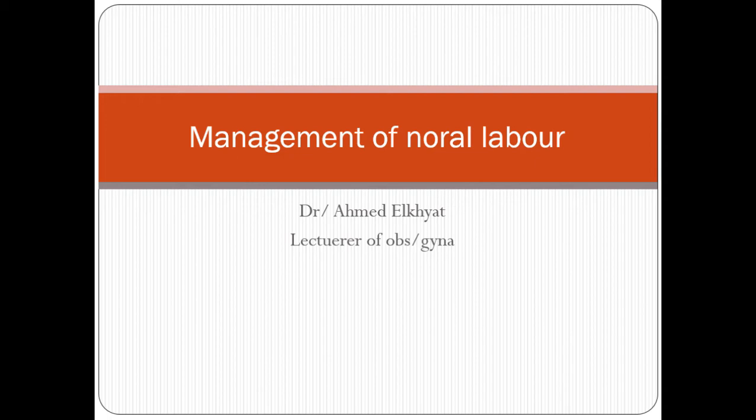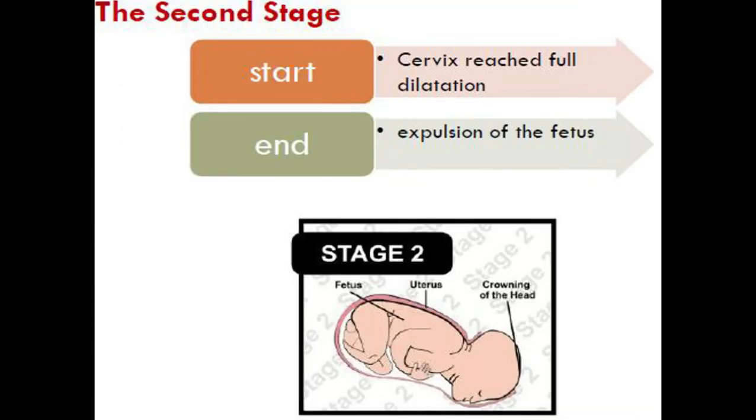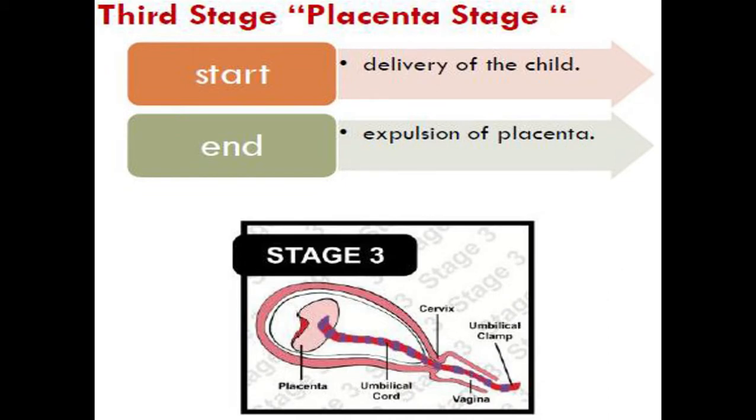We'll start our lecture about management of normal labor. We knew that normal labor is divided into 3 stages. The first stage starts with diagnosis of onset labor, ending in full cervical dilatation. Second stage starts with the full cervical dilatation, and during this stage the baby is delivered. The third stage is the afterbirth, which is the delivery of the placenta and membranes.